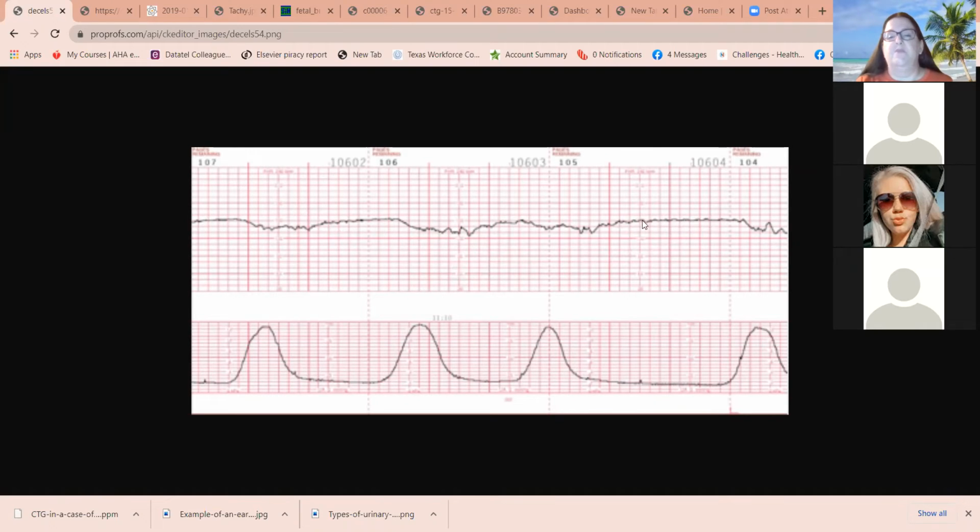It's really hard to see the markings on this strip. I wouldn't want to read this for an actual patient. I'd want better markings. So what is the variability? Okay, minimal. And this truly is minimal, I think. I think we've got a little bit going on there.